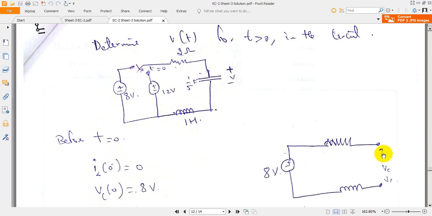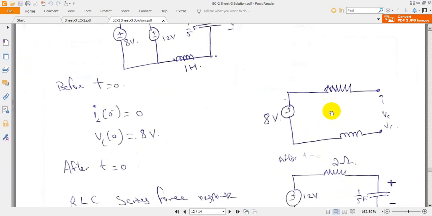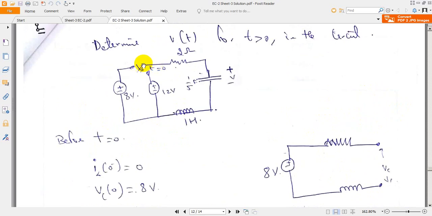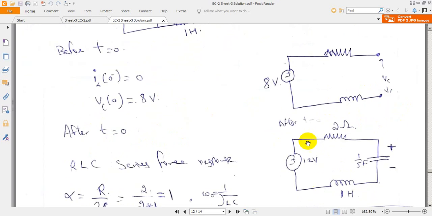It will be in this form. This is open circuited. There will be resistance of 2 ohms, and this will be short circuited. Voltage across the capacitor. So IL will be equal to 0 and VC will be equal to 8 volts. Voltage across the capacitor will be 8 volts. After t is equal to 0, this switch is moved to 12 volts. It means this condition is like this.